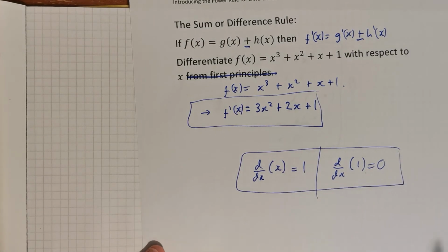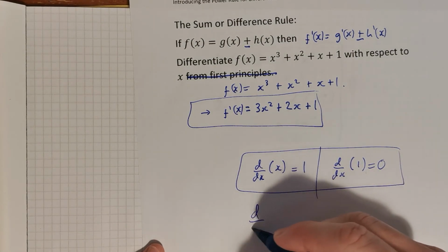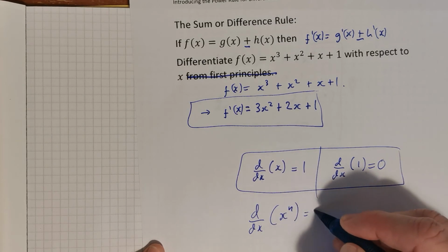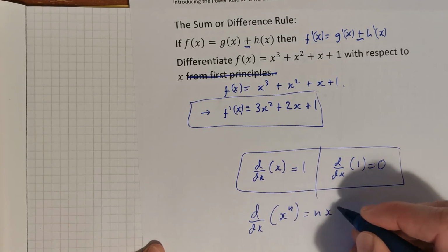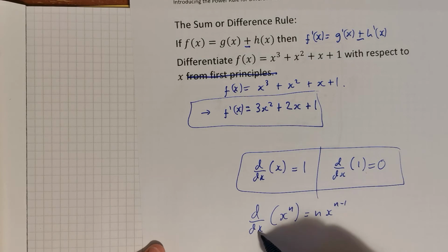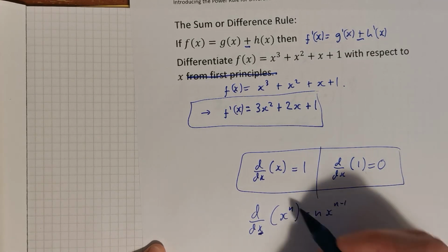Remember also the power rule, that the derivative with respect to x of x to the power of any number is equal to that number times x to the power of n minus 1. Of course, the variable we're taking the derivative with respect to has to be the same as the base here for this to work. So variable base.